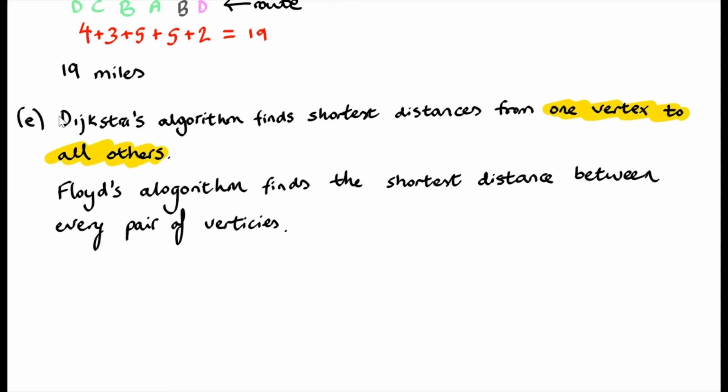Whereas Floyd's algorithm finds the shortest distance between every pair of vertices. Okay, so that's the end of question 4.